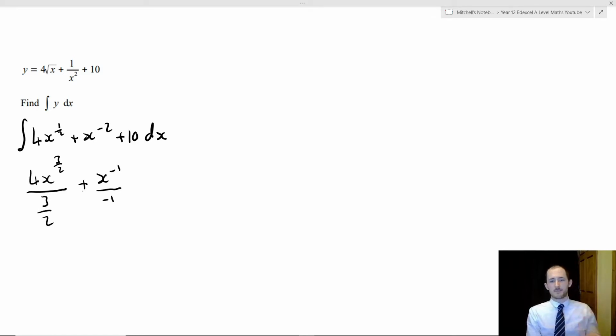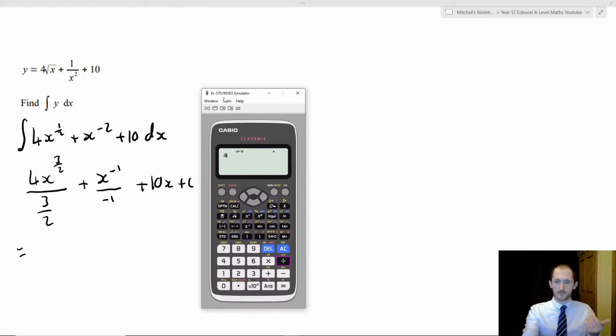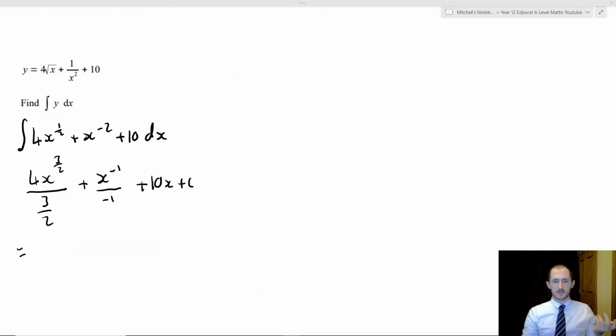Don't just leave it as plus x minus 1, because it's actually going to become minus x minus 1, okay? Again, this is something that happens all the time. I've seen it from really bright students. So now if we solve this, again, I'm not even going to take the risk. I'm just going to use a calculator because we need to be clever about this. 4 divided by 3 over 2 is 1.5. Gives me 8 over 3, so I'll just leave it as that. Okay. And then minus x to the minus 1 plus 10x plus c.